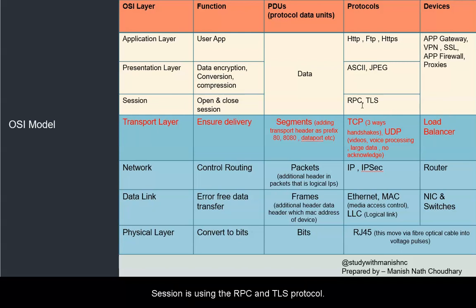So it is using the RPC and TLS protocol. And in these three layers, it is actually a software layer. It is not using any hardware. So that's why it is showing in a different color. And the software devices used in application gateway, VPN, SSL, app firewall, proxies, these are the software used in three layers.